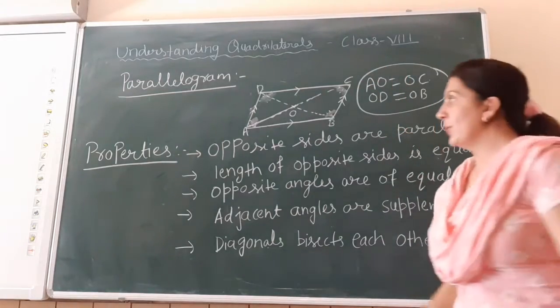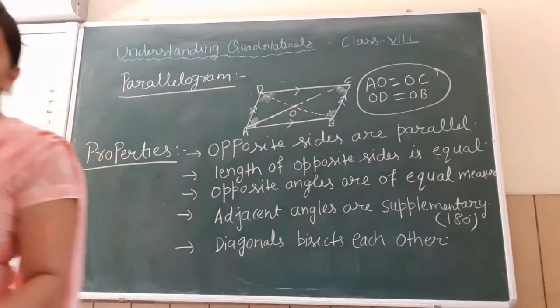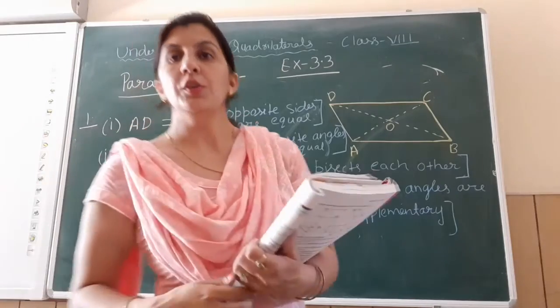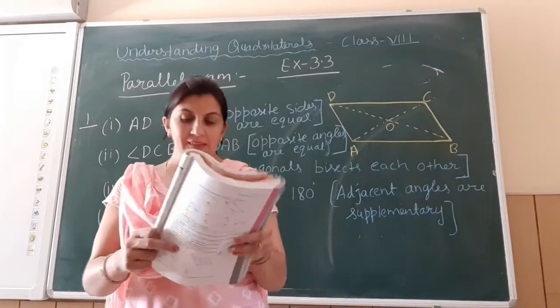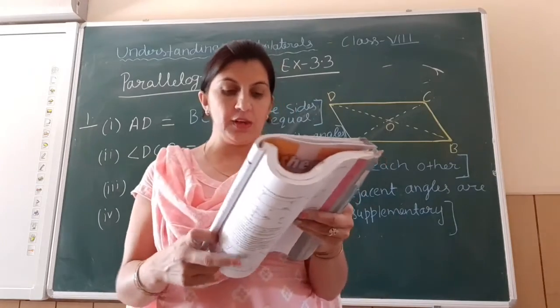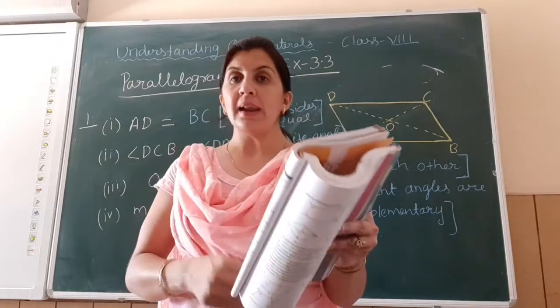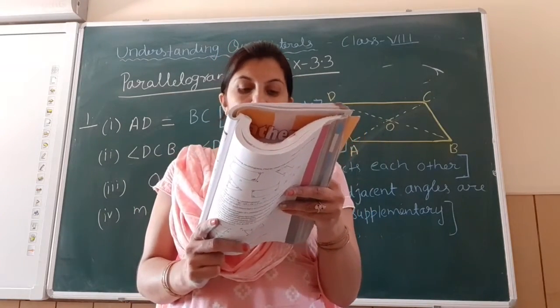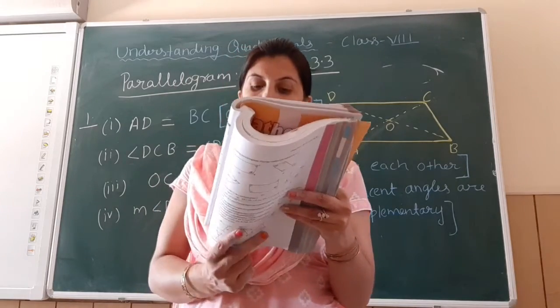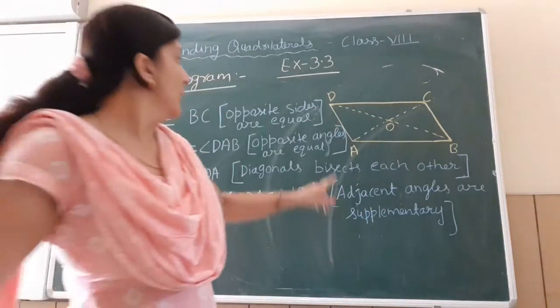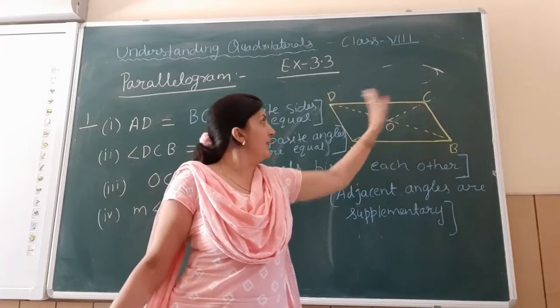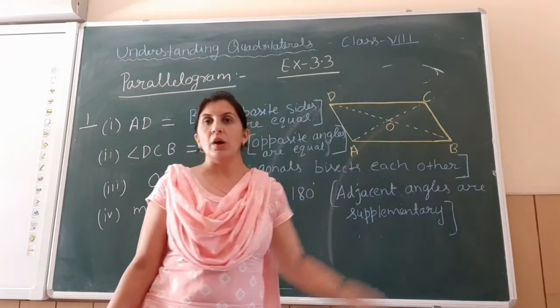Okay, in the parallelogram these properties are used. So now we will start the exercise. Exercise 3.3 on page number 50. First question is, given a parallelogram ABCD, complete each statement along with the definition of property used. This is the parallelogram ABCD. Diagonals are bisecting at point O.